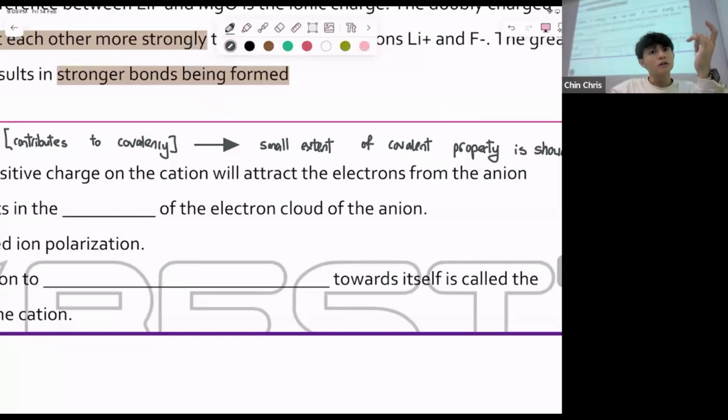Twenty, 21, 22, electrochem, 23, ionic equilibria, 24, group 2 done, 25, transition element done, 26, kinetics done. Okay, good. So we're almost there already.